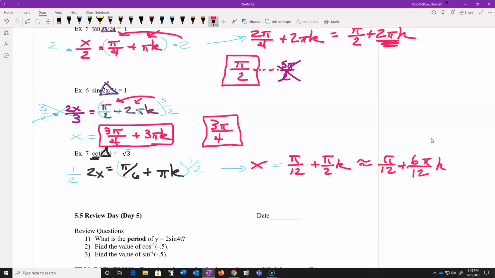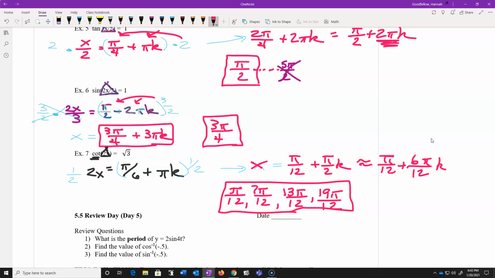I'm going to write it this way so that it's easier to add things together. And let's see what we come up with as an answer. Must be pi over 12. There's one of them. Then I add 6 more onto it. 7 pi over 12. And then I add 6 more. I'm back up to 13 pi over 12. And then I add 6 more, and I end up with 19 pi over 12. And we're going to get 4 individual answers.